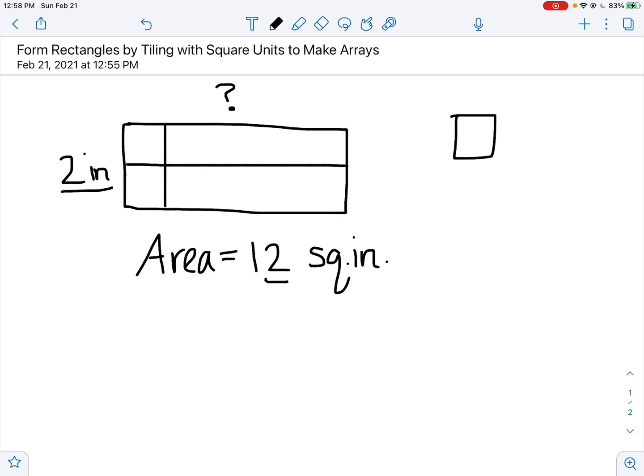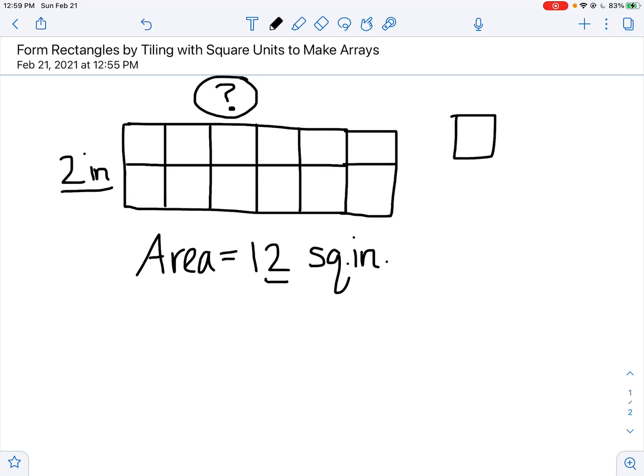And what we can do is we can start to count by 2s. So we can go 2, 4, 6, 8, 10, and it looks like I have to make my rectangle a little longer here, 12. So do you see how that works? So I've got 2 square inch tiles on the left. I've got a total of 12 square inch tiles.